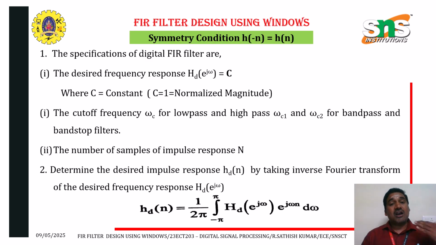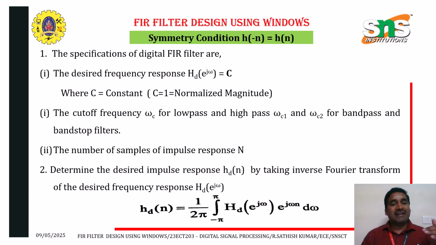Now we can see the design procedure in terms of the symmetric condition h of minus n is equal to h of n. First, you can find the desired frequency response hd of e power j omega is equal to c, and then the cutoff frequency omega c for low pass and high pass, and omega c1 and c2 for band pass and band stop. Next one is the number of samples of the impulse response, which will be n.